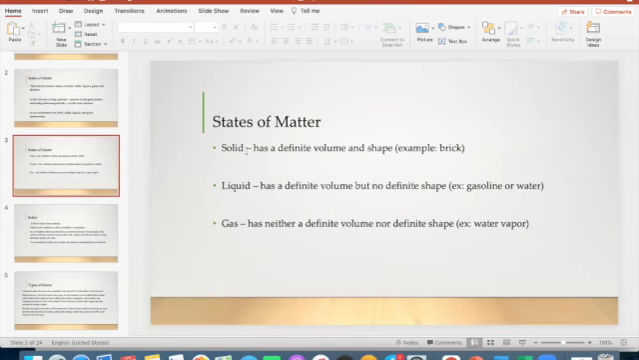All right, so a solid has a definite volume and shape. A liquid has a definite volume, but no definite shape. So it takes the shape of the container that it's in. And then gas has neither a definite volume nor a definite shape. Okay, so think of gas as like a vapor, liquid, think of water, and then solid, think of ice. So ice has a definite shape and volume. All right.